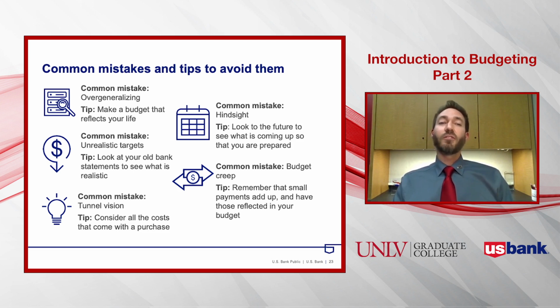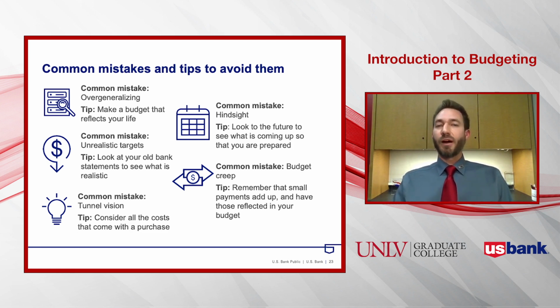And then lastly, we have tunnel vision. It's another common mistake to only look at the price tag of an item and not consider any other costs that come along with it. For example, when you want to buy a car, don't only consider how much that car will cost. Also think about all the other expenses like insurance and gas and maintenance that come along with it.